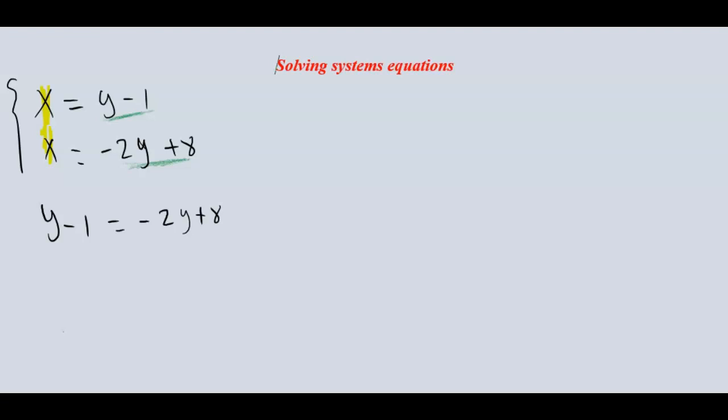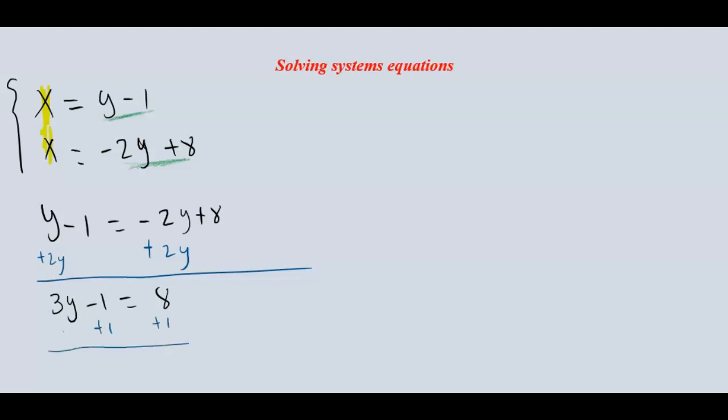So we're going to start by first adding 2y on both sides of the equation, so we can move y to the left side of the equation. We're going to add 2y here and 2y there. y plus 2y is 3y minus 1 equal 8. Now, we can go ahead and add 1 on both sides.